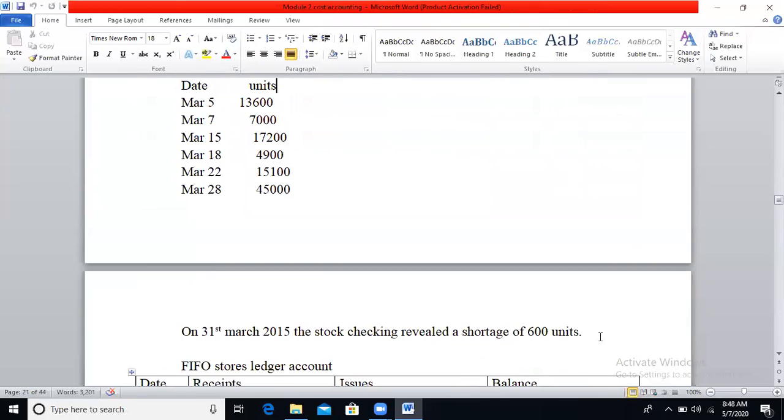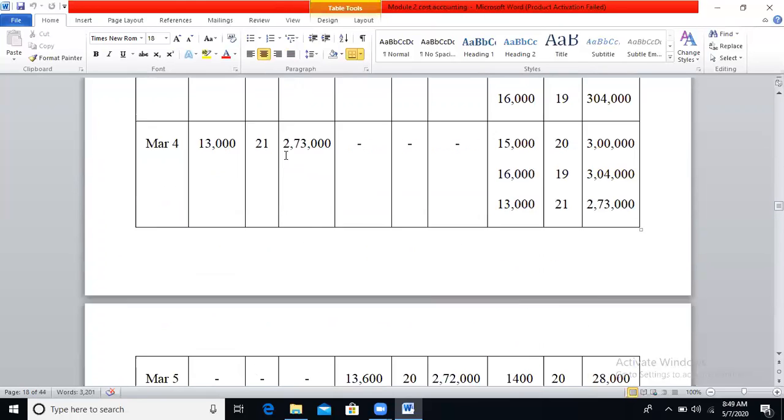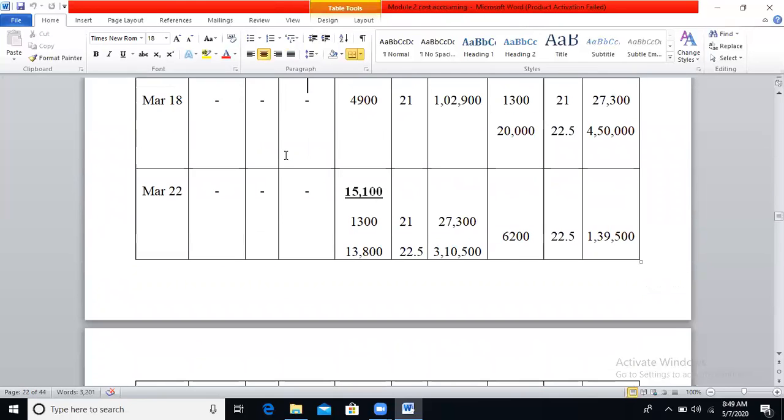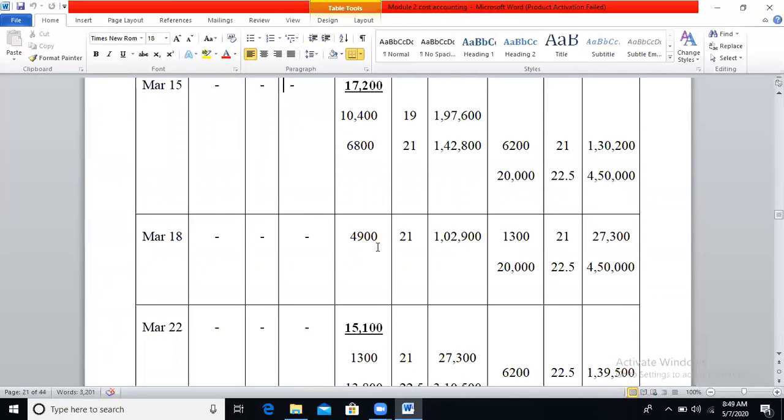The next transaction is March 18th. Once again, we are issuing 4,900 units. So March 18th, we are issuing 4,900 units. See the balance column. What is the first balance we have under the balance column? 6,200. So we can issue the full 4,900 units from the 6,200 units. So the price will be 21. 4,900 into 21, you will get 1,02,900.